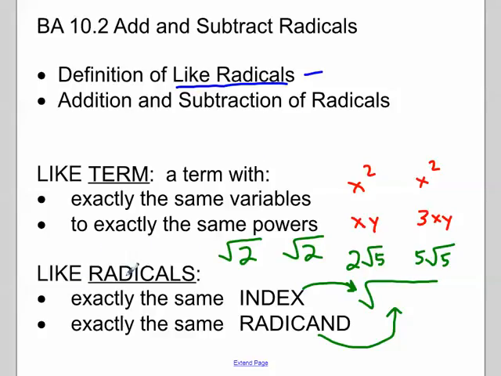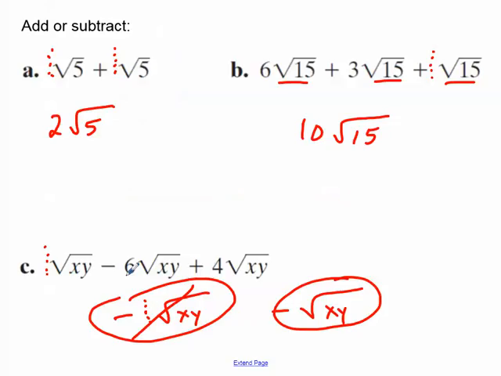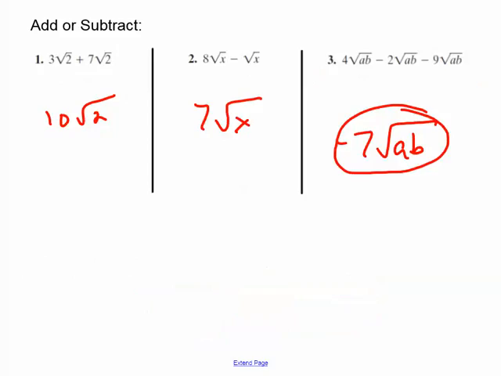And we were given in the previous video things that were like radicals, things like this, square root of 5 plus square root of 5. Well, those are like radicals because they've got the same radicand inside the house, same stuff inside the house. They've got the same key to get inside the house, same index. So these guys could be added up, and we can do those all day. But the problem is that sometimes they're not going to be as easy as that.